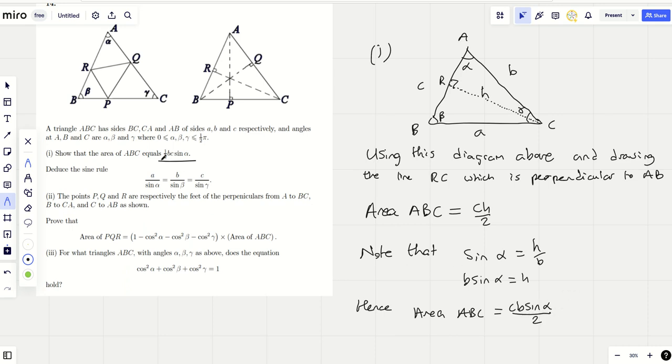Which is what they wanted, isn't it? They've written it as half BC sine alpha. And then make it clear that that completes the proof. I've explained what I'm doing and I've made it very clear what's going on. That's always really, really useful, yeah?